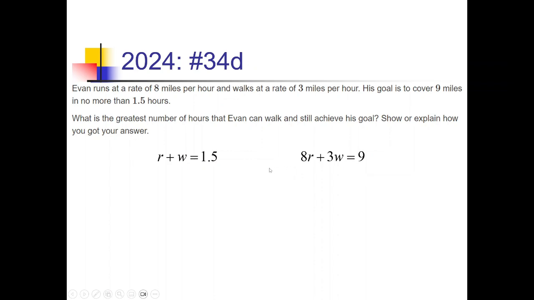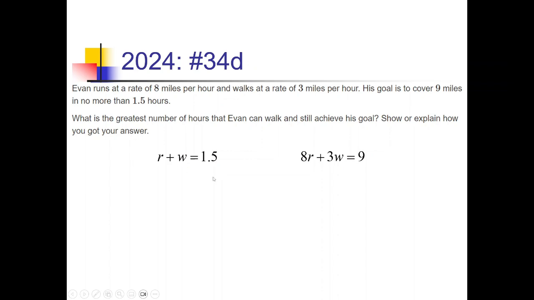Now if I do this, I'll find the number of walking hours that gives me exactly 1.5 hours for the total time. And doing this is going to tell me the greatest number of hours that Evan can walk and still achieve his goal. So whatever this number comes out to, if he walks more than that, he's going to take more than 1.5 hours. If he walks less than that, he's going to take less than 1.5 hours because he's going to get there faster with the running. So by doing this, we're ensuring that we actually do get the greatest number of hours walking. So to solve for W, I want to get rid of R.